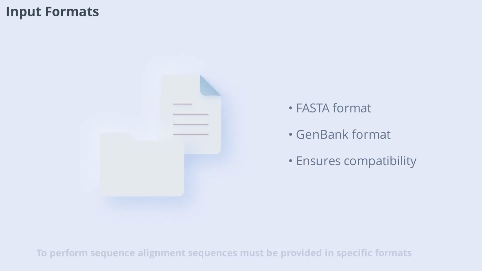To perform sequence alignment, sequences must be provided in specific formats. Common formats include FASTA and GenBank. These formats ensure that software tools can correctly interpret and process the sequence data. Understanding input formats is essential for successful alignments.